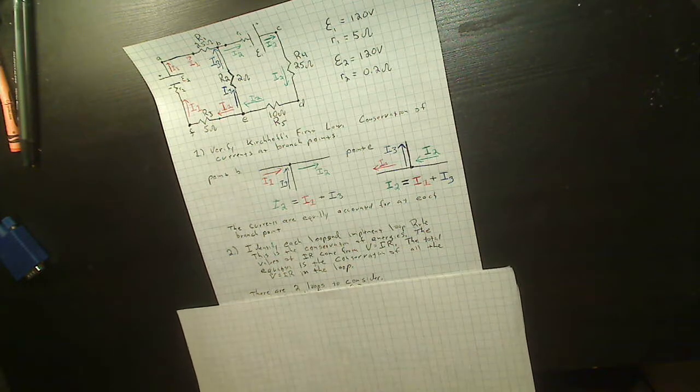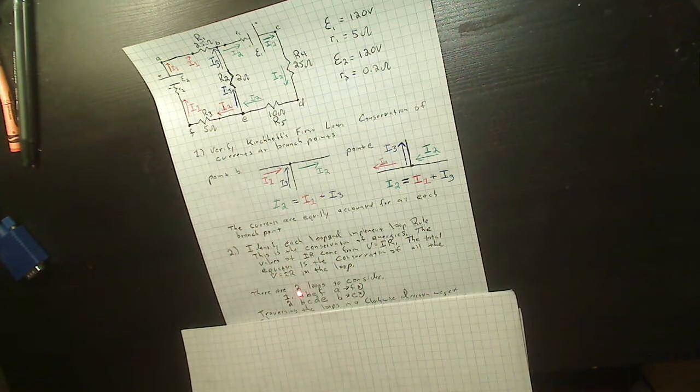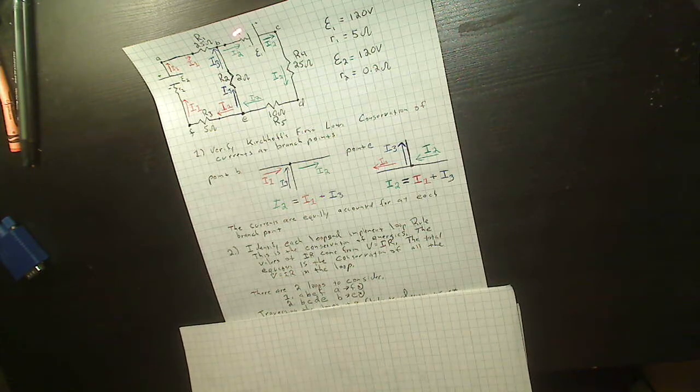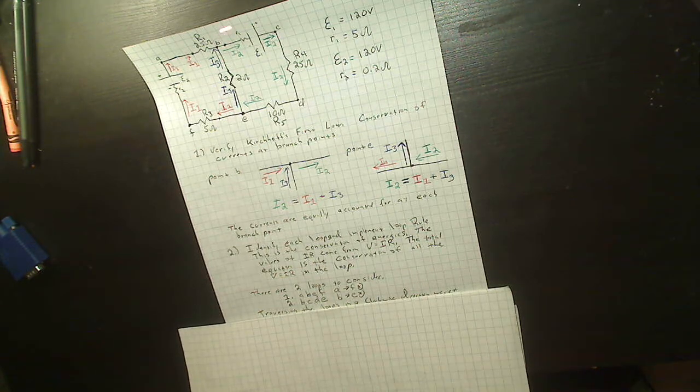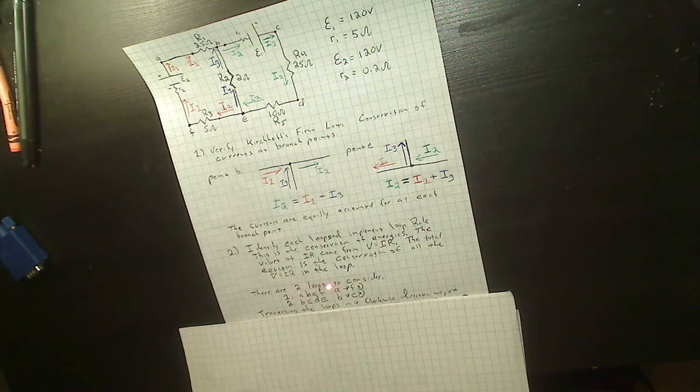Okay, and so there are two loops here to consider. The first one is ABEF, that is loop 1, and BCDE, that's what I've defined as loop 2. Okay, and so now I'm going to traverse these loops.